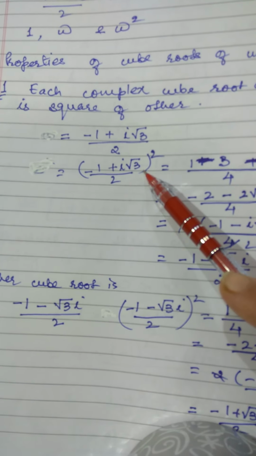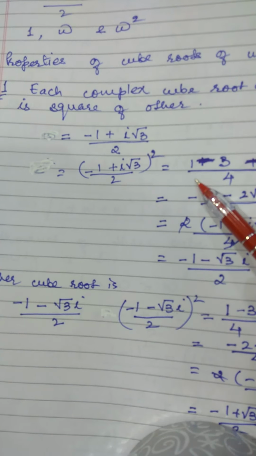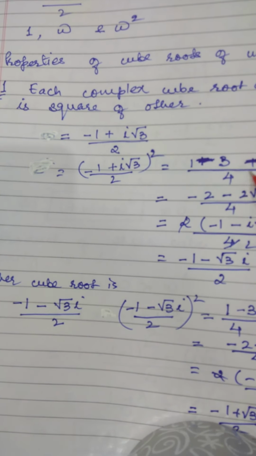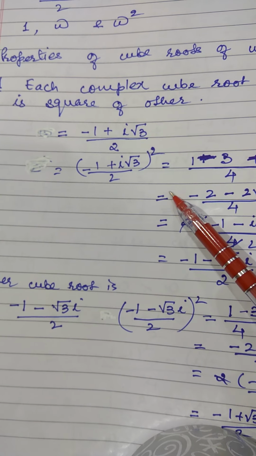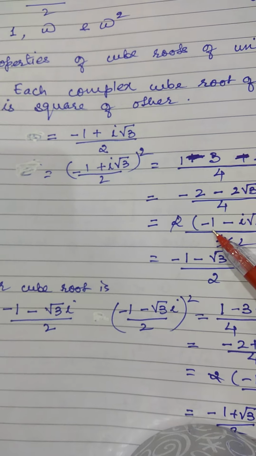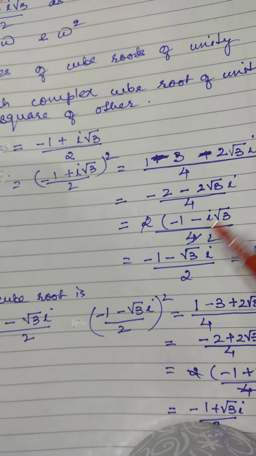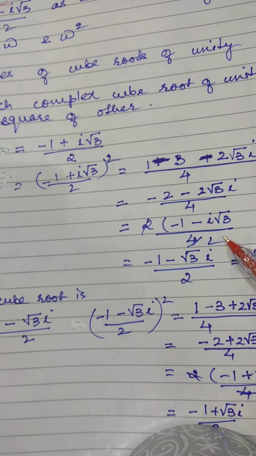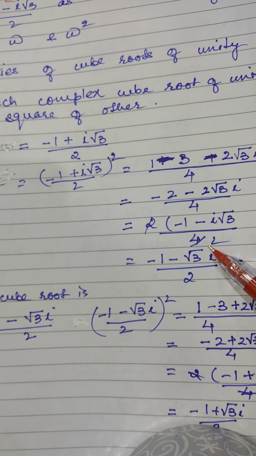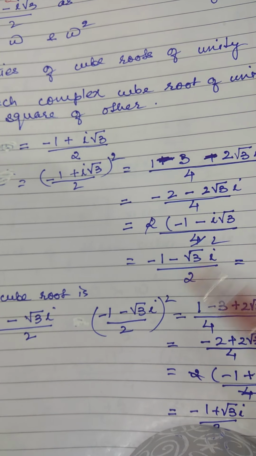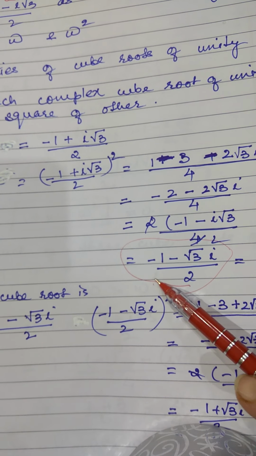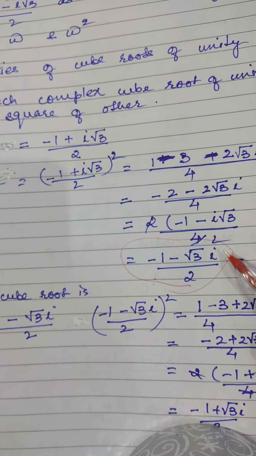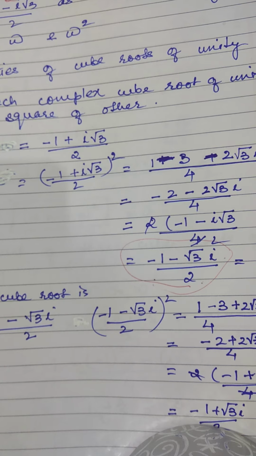plus 2ab. So we'll get (1 - 3 - 2 root 3 iota) upon 4. Take out 2 as common factor. So this is (-1 - iota root 3)/2. The two 2s make 4, cancelled, and you see you got this as omega square. Minus 1 minus root 3 iota upon 2 is omega square.